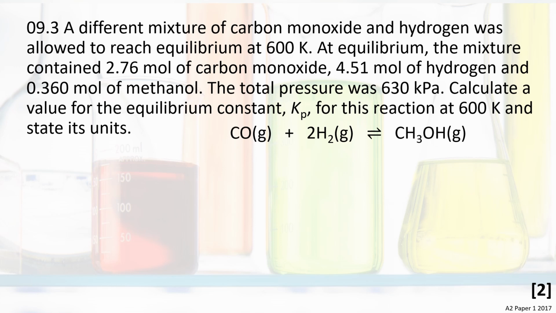Here's the next part of the question. A different mixture of carbon monoxide and hydrogen was allowed to reach equilibrium at 600 Kelvin. At equilibrium, the mixture contained 2.76 moles of carbon monoxide, 4.51 moles of hydrogen and 0.360 moles of methanol. The total pressure was 630 kilopascals. Calculate a value for the equilibrium constant, Kp, for this reaction at 600 Kelvin and state its units.